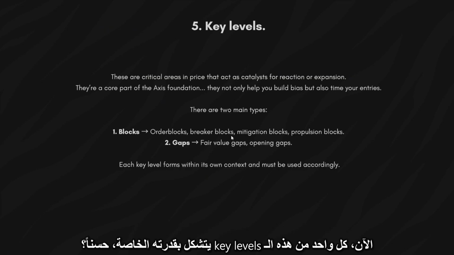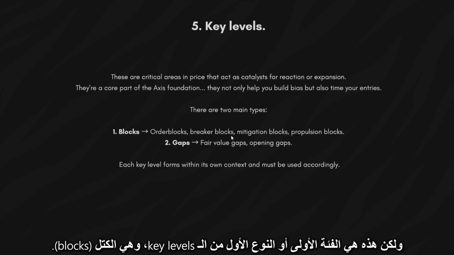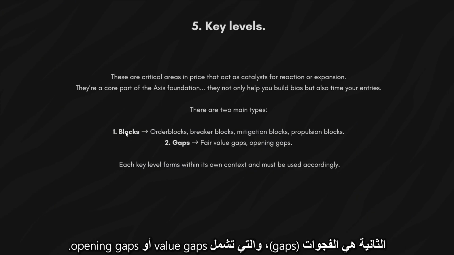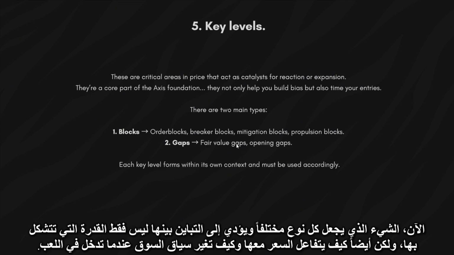Each one of these key levels is formed in its own capacity, right? They have their own behavior and their own structure that they are formed within, which we'll discuss later. But this is the first category or the first type of key levels, which are blocks. The second one is gaps, which includes fair value gaps and/or opening gaps. And depending on the context, there are a few others as well that we will discuss.